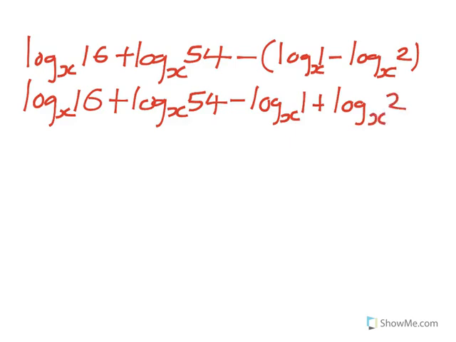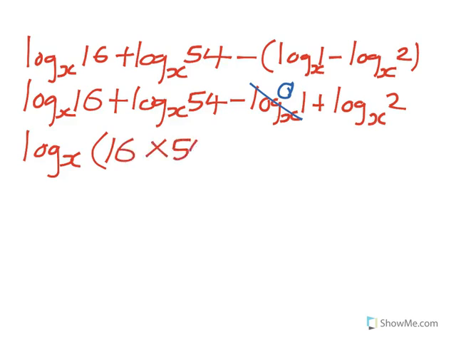Now this log base x of 1 is a 0. Any base, log base x of 1 is a 0. Log 1 whatever base is 0. So in the final we are going to have log base x. Again, now the numbers, everything is multiplying because it's a plus: 16 times 54 times 2.